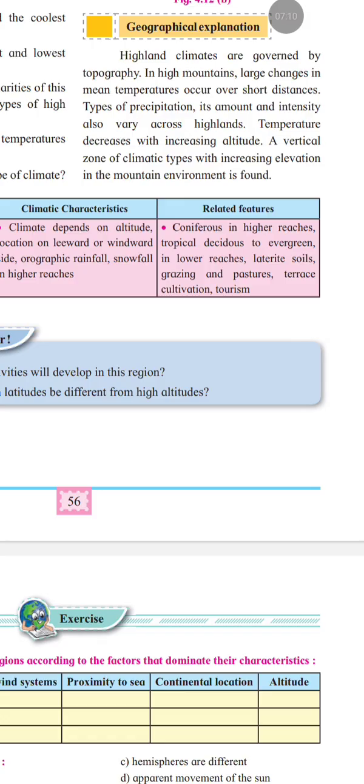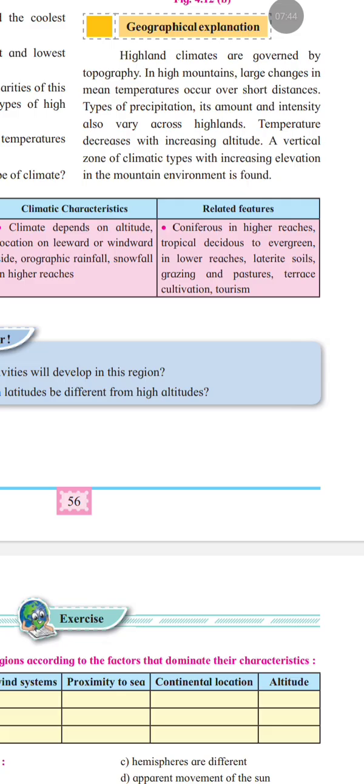We can find here terrace cultivation, tourism. So, in terrace cultivation, because steep mountain slopes are difficult to cultivate directly, people develop terraces on the slopes. This is called terrace cultivation. It makes cultivation possible on mountain slopes. Tourism. Mountain regions are also important tourist destinations because of their scenic landscape, cool climate, mountains, forest, and snowfall. Tourism is found here.